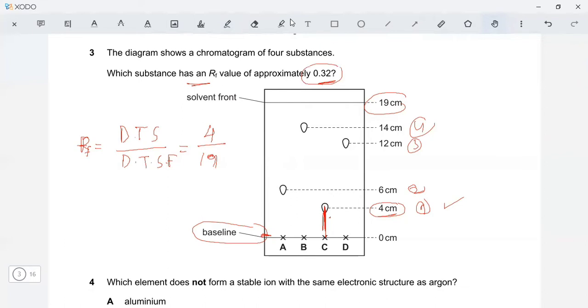So 4 divided by 19, if you divide this number you will get 0.21. So it's not equal to 0.32, right? At least you get near this value. Okay, let us do it for the 4th substance. The distance traveled by the substance is 14 divided by the solvent front, 19 centimeters. 14 by 19, if you divide, we'll get 0.73. This is also not equal to 0.32.